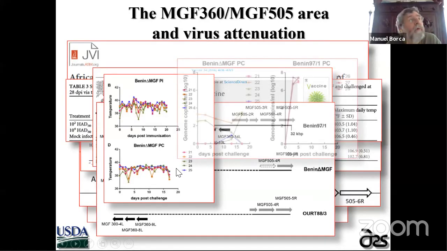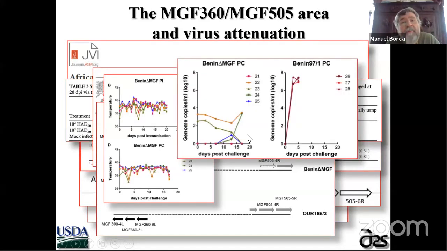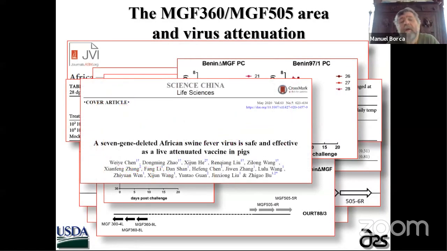There was some replication of the virus after the challenge, but there was a solid demonstration that the deletion of this area produces an attenuation and can be used as a potential vaccine. Interesting, there was a paper just coming out this year from our colleagues in China, Dr. Bu's group. What these scientists did was take all the information that was out there about genes involved in the production of attenuation, and they made all those deletions using as a template the virus that they isolated in China.